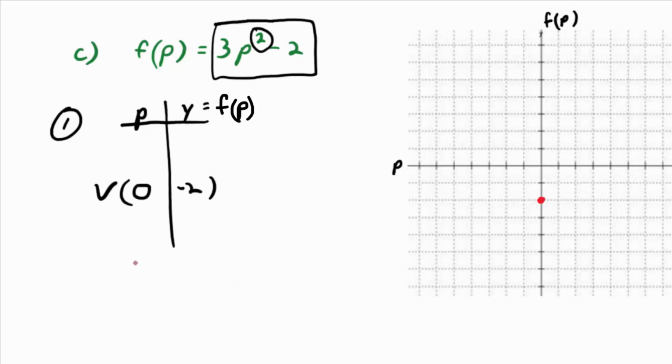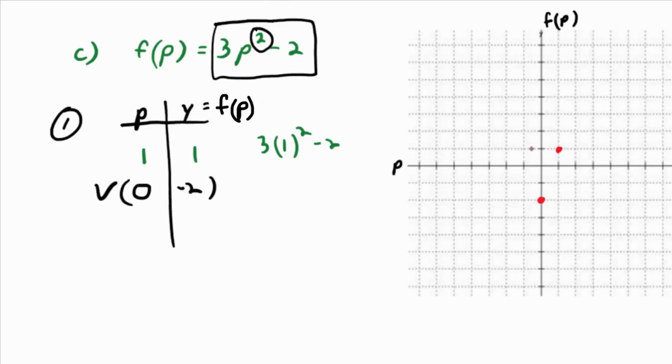All right, so what would be a good point to plug in then for p, for your input? Well, you plug in 0, you get negative 2. We already know that. So how about just 1? So 3 times 1 squared minus 2, what's that going to be? That's just 3 times 1, which is 3, minus 2, which is 1. You get 1, 1 on the graph. Everybody buy that?